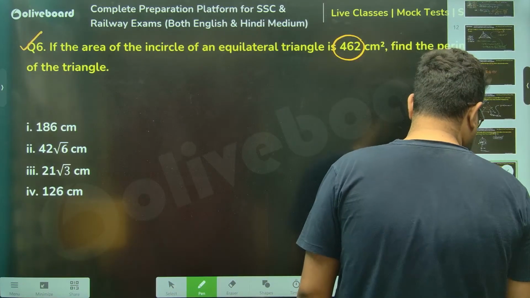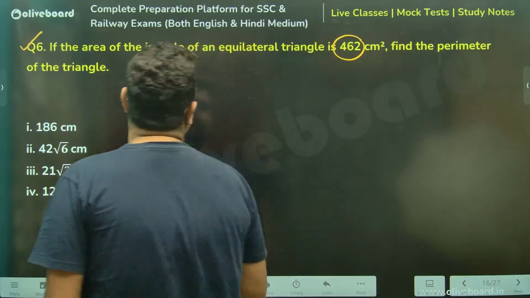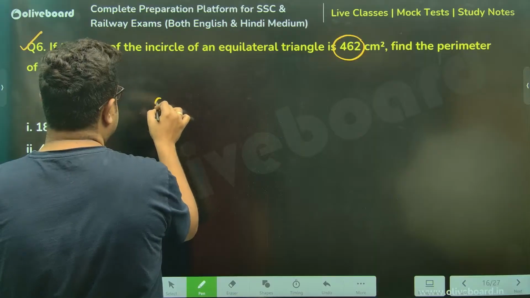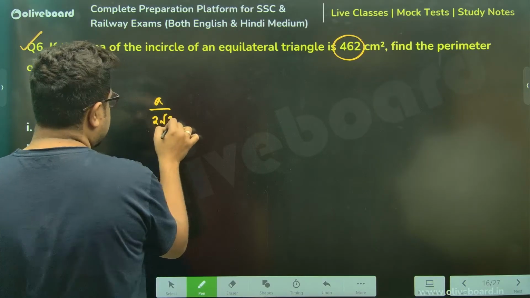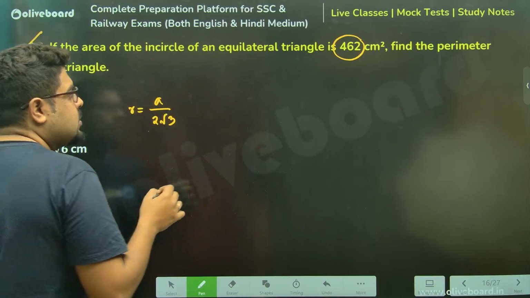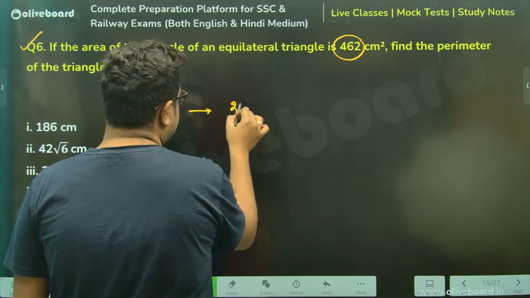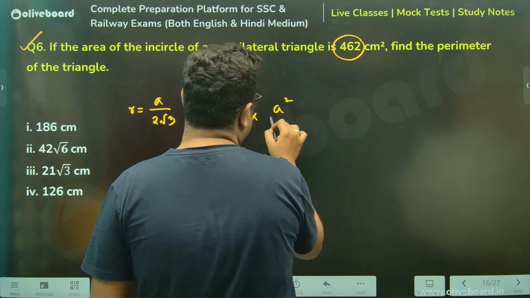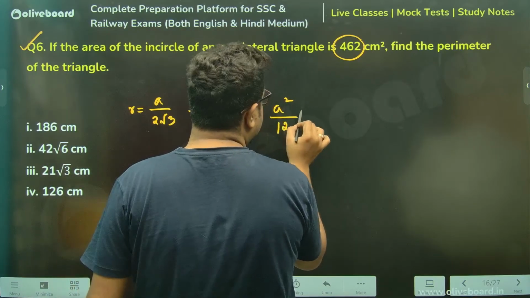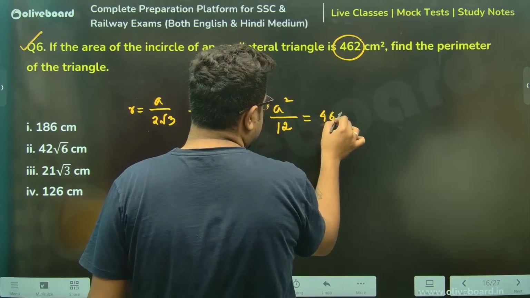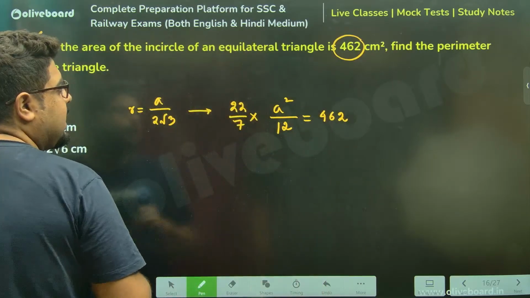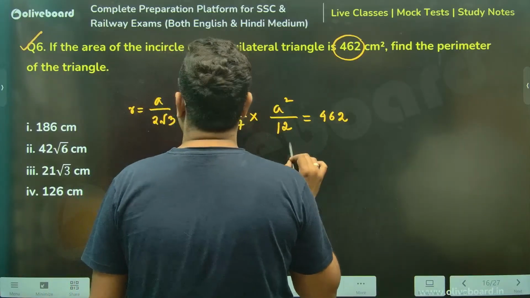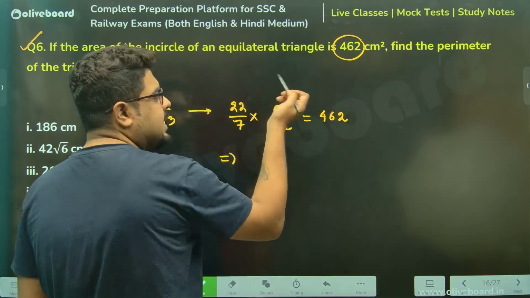Now, if we take that into account, I can simply say the area of the incircle is this. The radius is a by 2 root 3 in case of an incircle. So area will be 22 by 7 pi R square. R square will be a square by 12, since 2 root 3 whole square is 12. So I'll figure out the value of A. They are asking for the perimeter of the triangle, so if I find A, then 3A is the value they want.